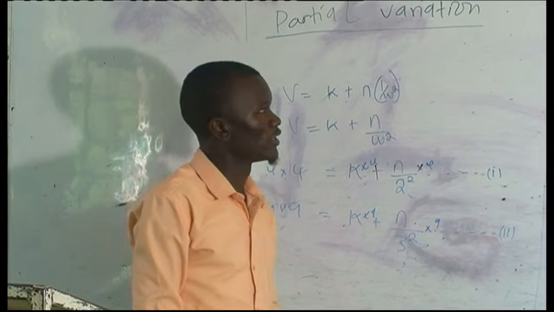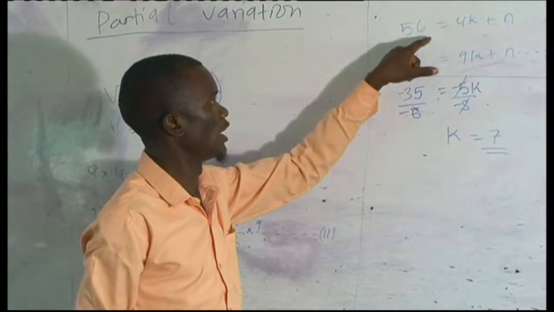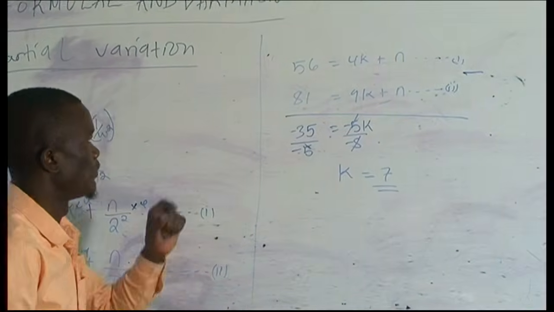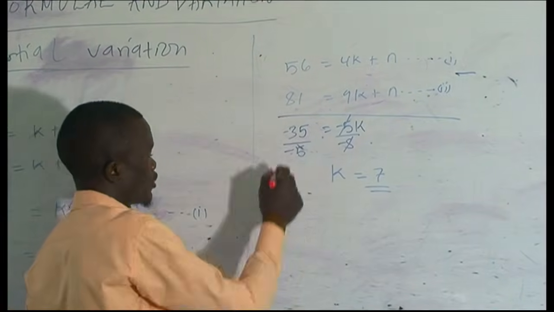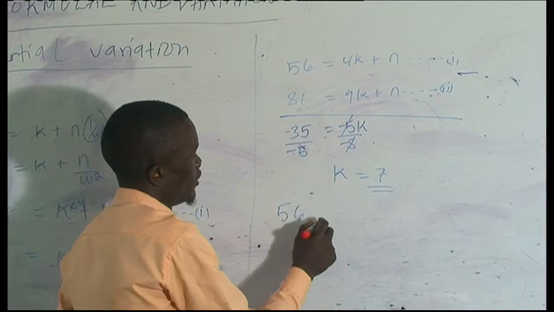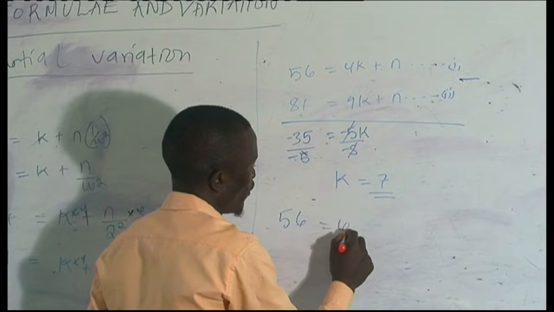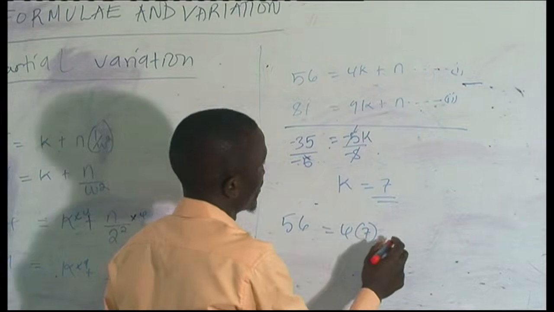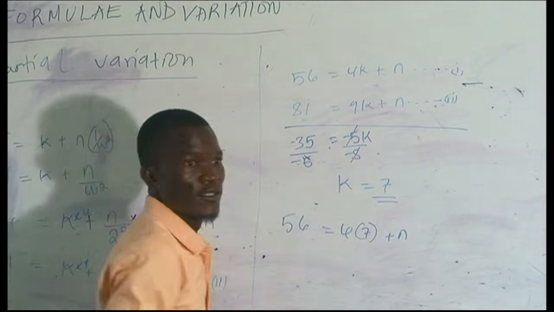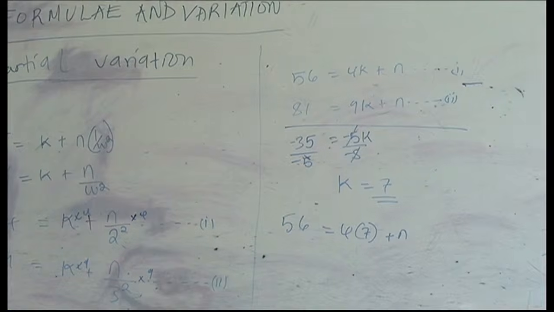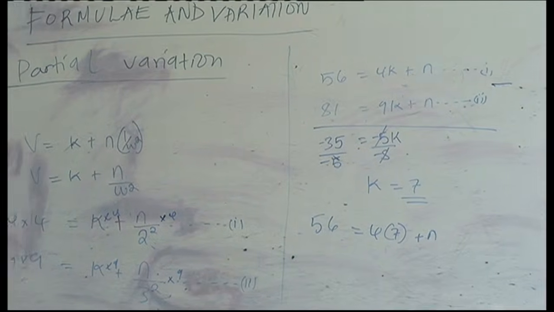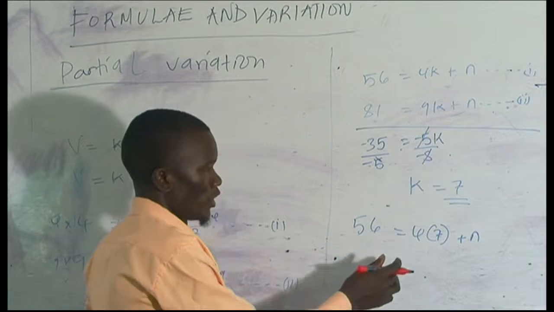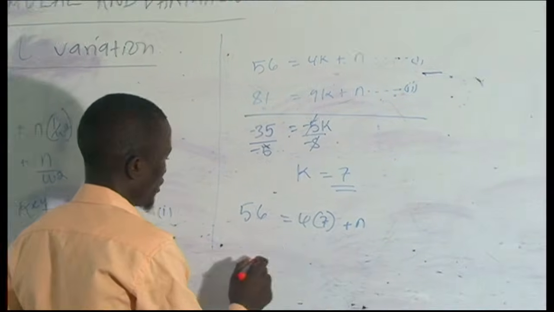To get the value of N, pick one of the equations. Where there's K, substitute by 7. Replace with 7. We can start with the first equation: 56 is equal to 4 into 7, because K is 7, plus N. Then we have that is 28.